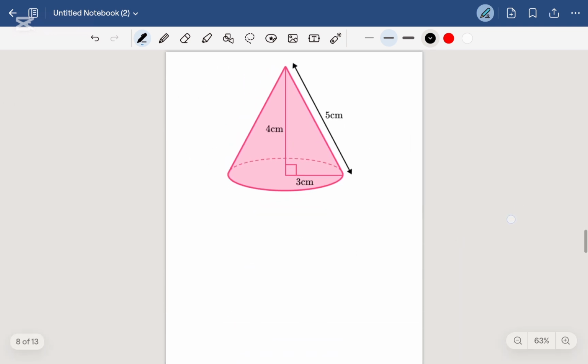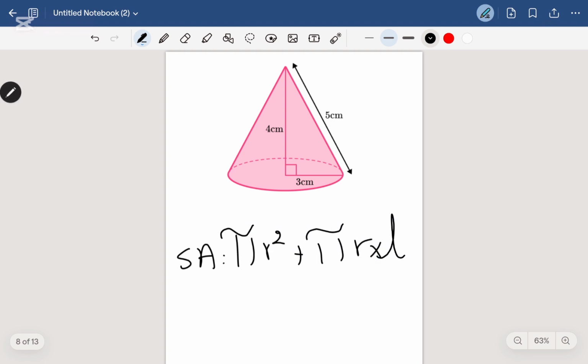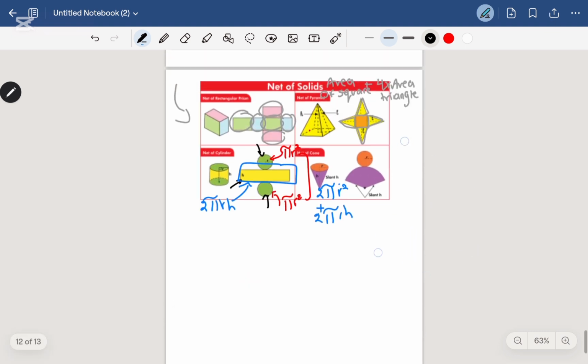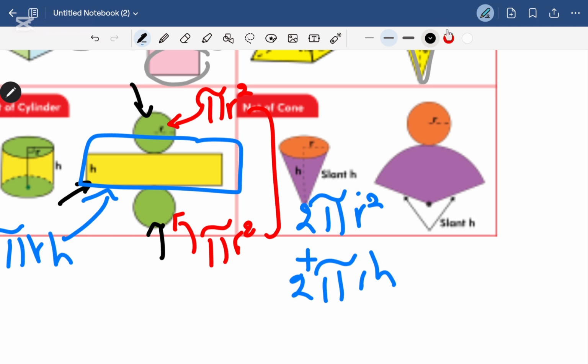This is a cone over here. To find the surface area of a cone, the rule is pi r squared plus pi r times the slant height L. If we go down to the bottom, this is our cone. The cone is made up of a circle and a sector.